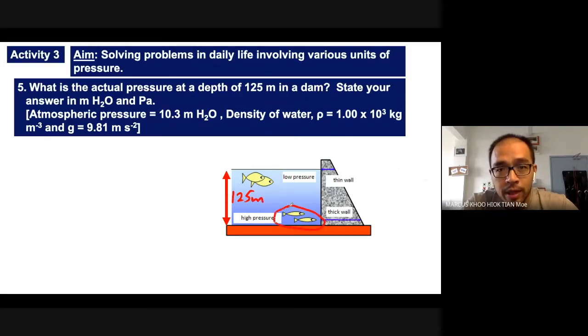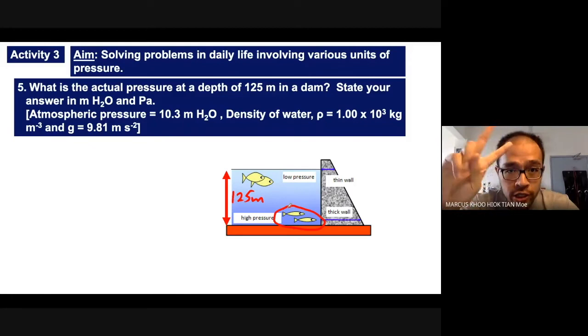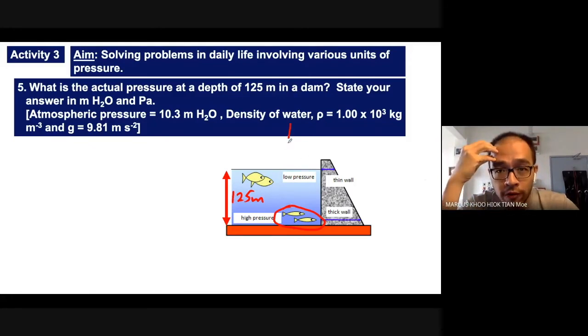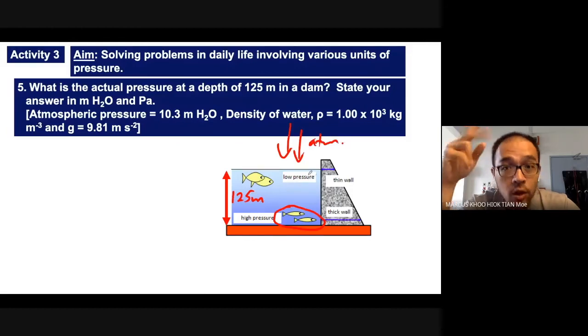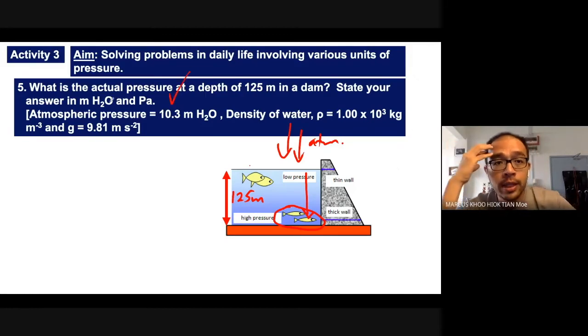This fish is going to experience two pressures. First pressure is obviously atmospheric pressure. And it's also going to experience the liquid pressure. Imagine at the surface of the water, you only experience atmospheric pressure. But when you go deeper and deeper, you not only still experience atmospheric pressure, you also experience the liquid pressure. Can you find the actual pressure, please? State your answer in meter water first for me.